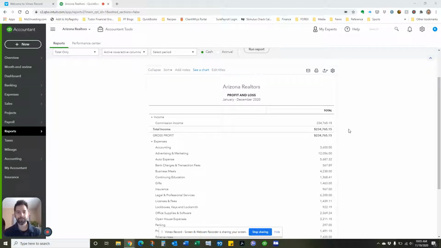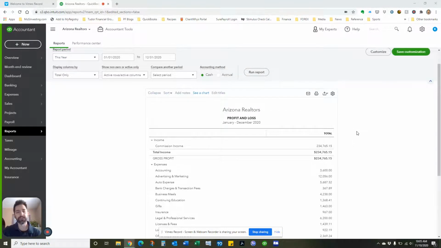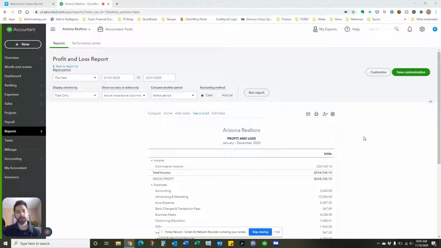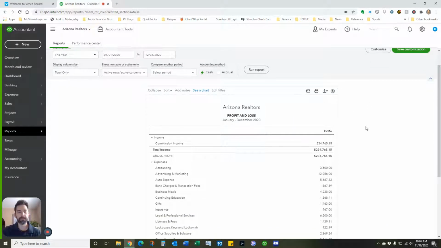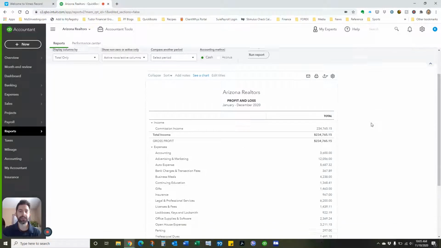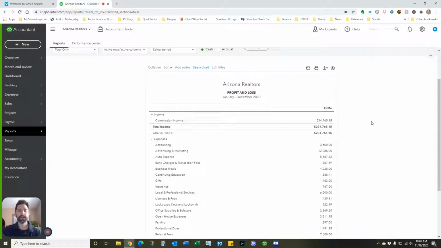So just to get a good inside look at what a P&L is, I really just want to go through the things that we look for, the things that you should be looking for, what the benefits are of having a profit and loss, and why it's really important to do. The first thing is it gives you a snapshot of your business over a certain amount of time.